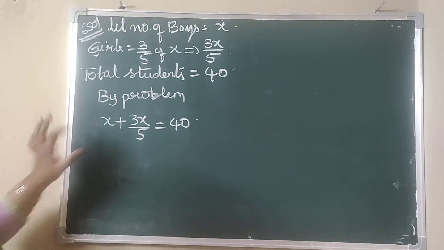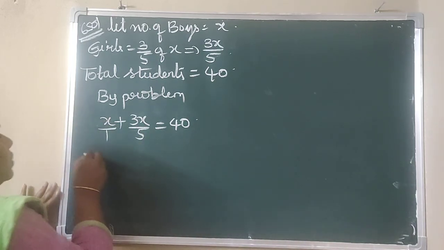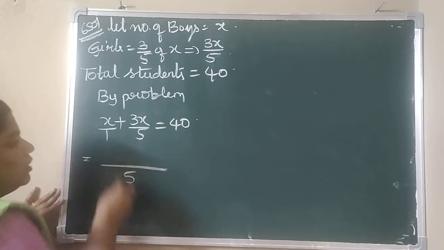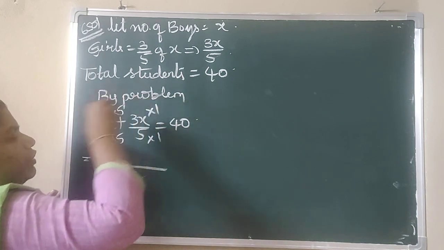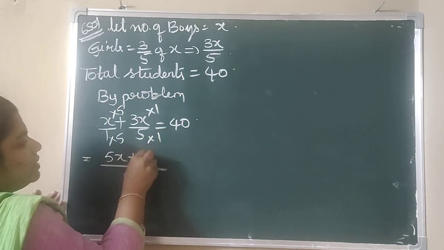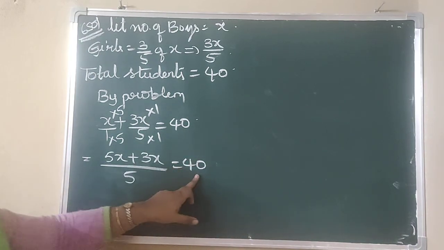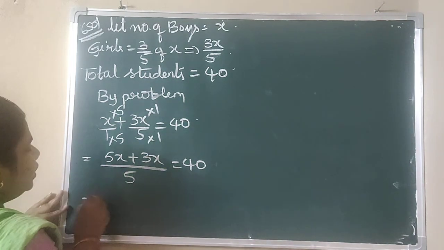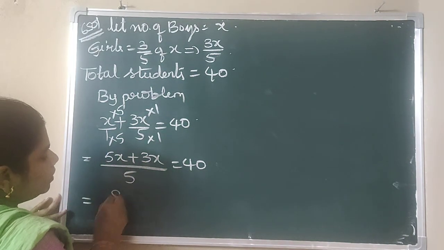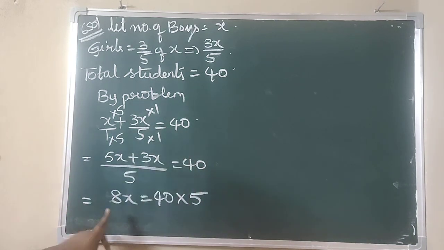Okay, now take the LCM of these two. Here the denominator value is not there, so we can take it as 1. So the LCM of 1 and 5 will be 5. So into 5, into 5, into 1, into 1. So that will be 5x plus 3x is equal to 40. So send this 5 to the other side, that will become multiplication because it is in the form of division. So 5x plus 3x will be 8x is equal to 40 into 5.